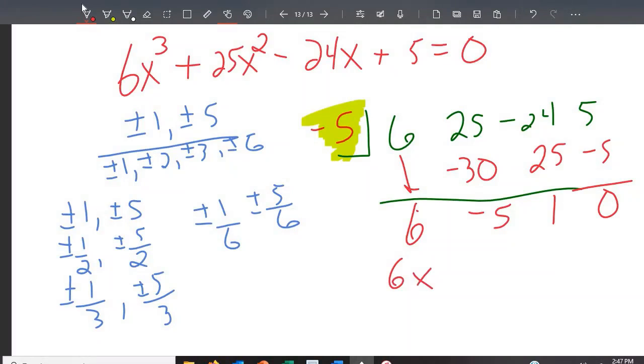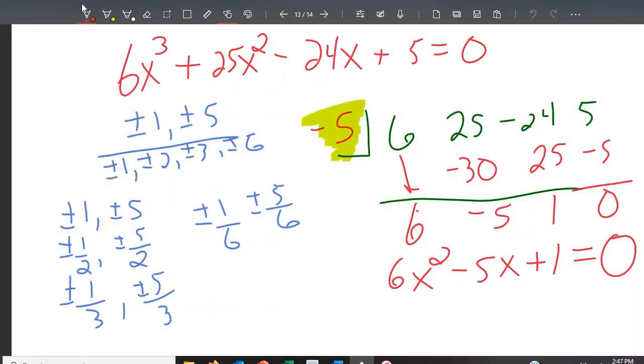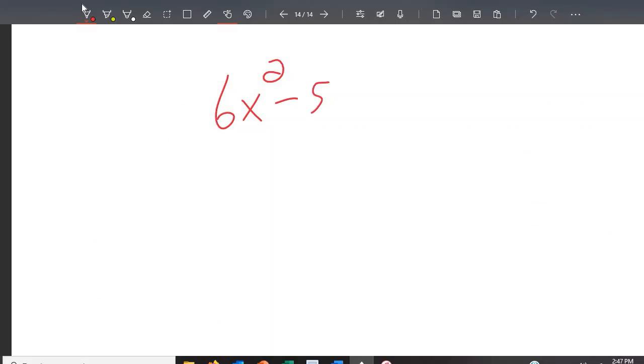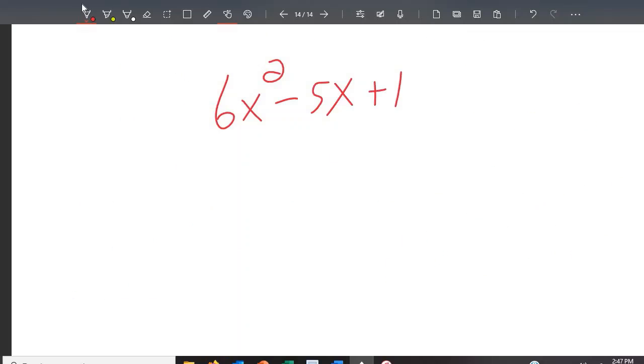Put the variables back with the coefficients. And then we're going to factor this and solve. I'm going to come over here on the last slide. 6x squared minus 5x plus 1 equals 0.